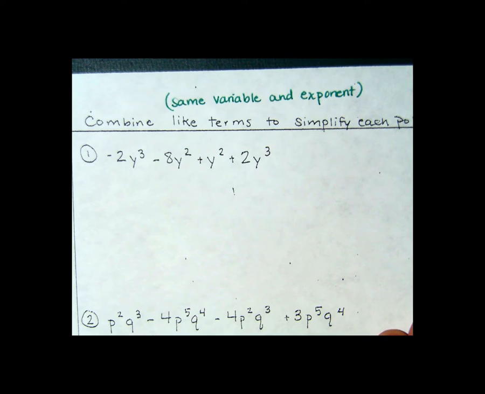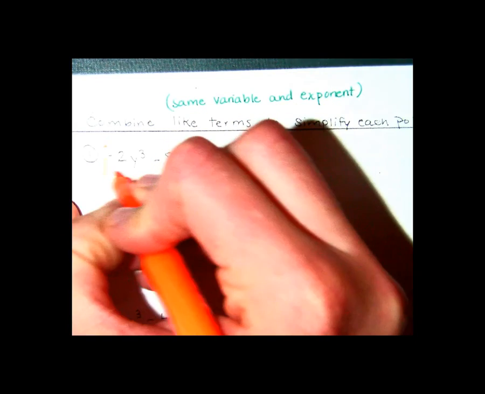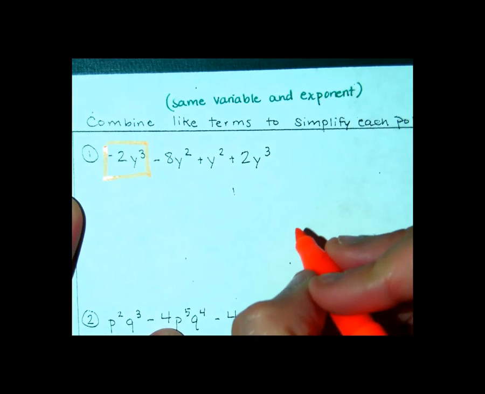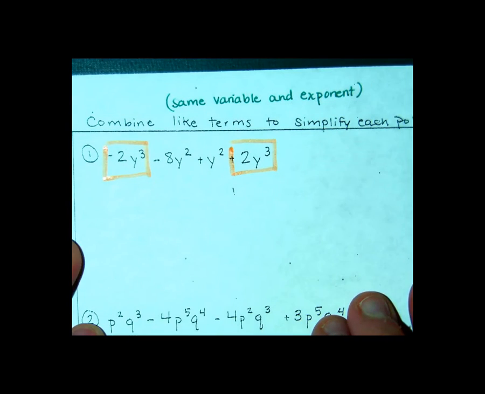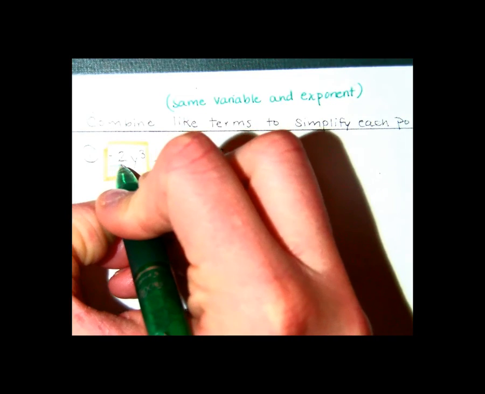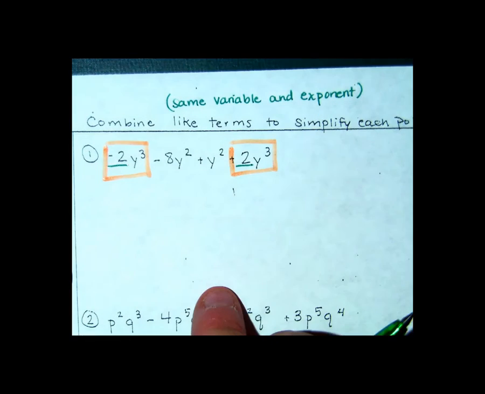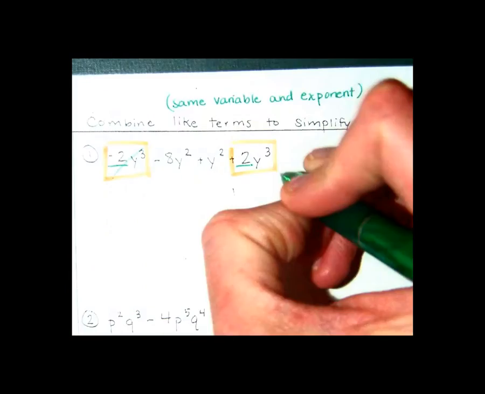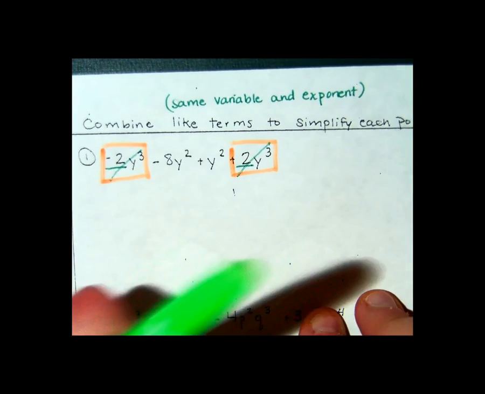If you look at number 1, I'm going to highlight negative 2y to the third. Are there any more y to the thirds? Okay, then I'm going to highlight that in the same color. Those are like terms then. I'm going to add the numbers, the coefficients in front. What is negative 2 plus 2? 0. So what happens to those? They just cancel out. So I'm not going to write anything under that then. Okay? I'm going to move on to the next one.